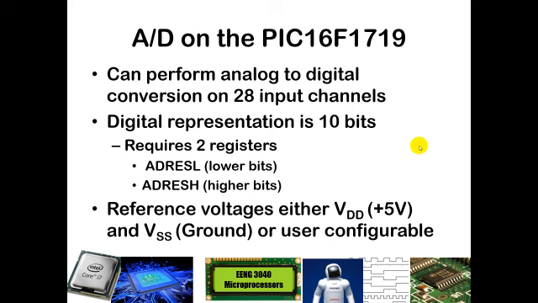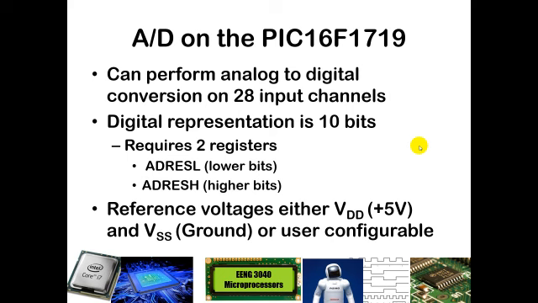Depending upon how you configure it, you can have these bits be left justified, meaning the most significant 8 bits end up in ADRESH and the least significant 2 end up in ADRESL, or you can be right justified, meaning that the least significant 8 bits end up in ADRESL and only the most significant 2 bits end up in ADRESH. And this is a bit that we will configure. We'll talk about that in just a moment.